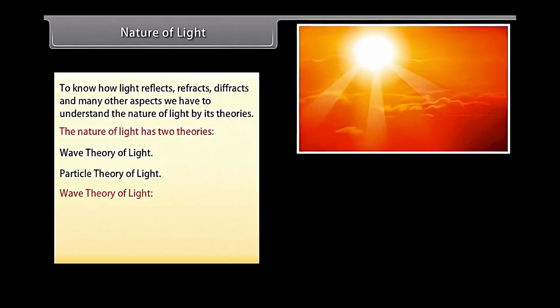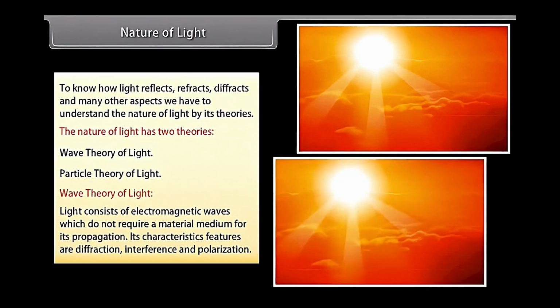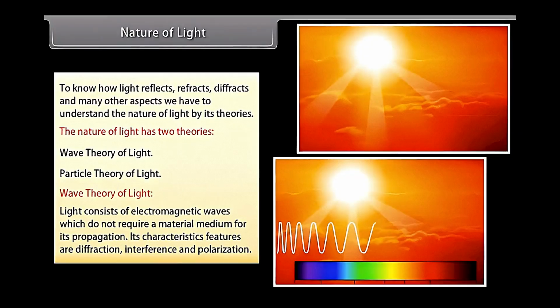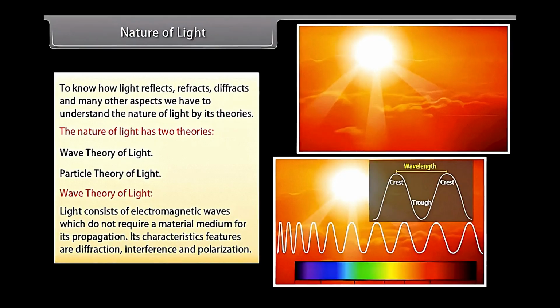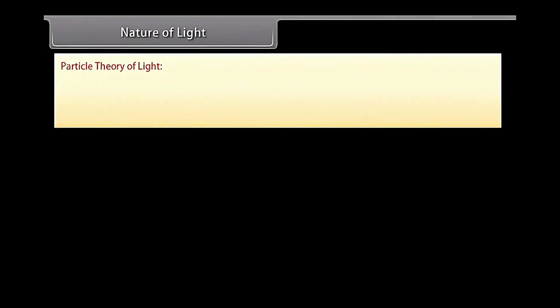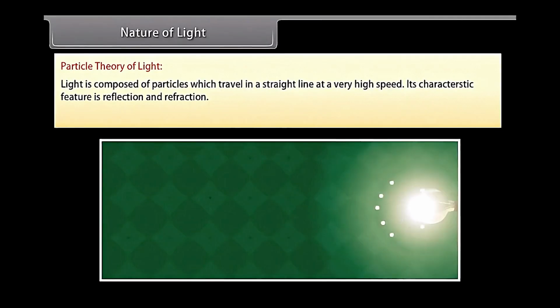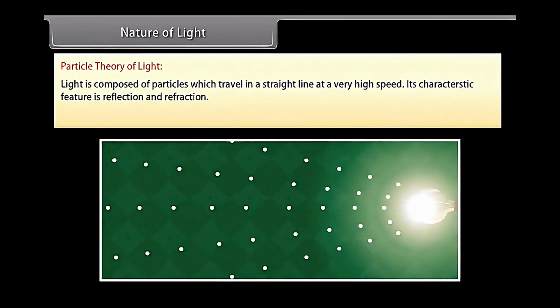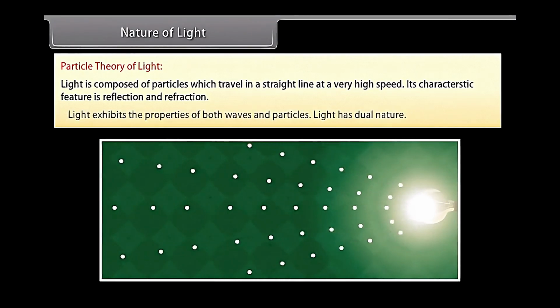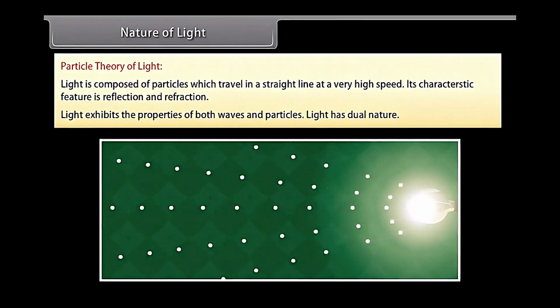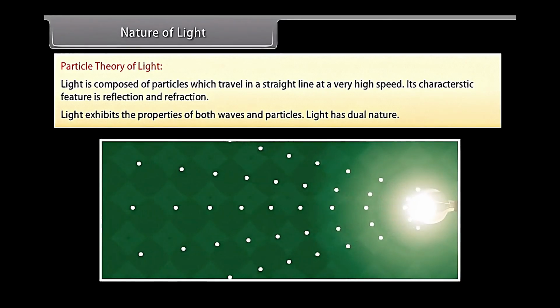Wave theory of light. Light consists of electromagnetic waves which do not require a material medium for its propagation. Its characteristic features are diffraction, interference, and polarization. Particle theory of light. Light is composed of particles which travel in a straight line at a very high speed. Its characteristic feature is reflection and refraction. Light exhibits the properties of both waves and particles. Light has dual nature.